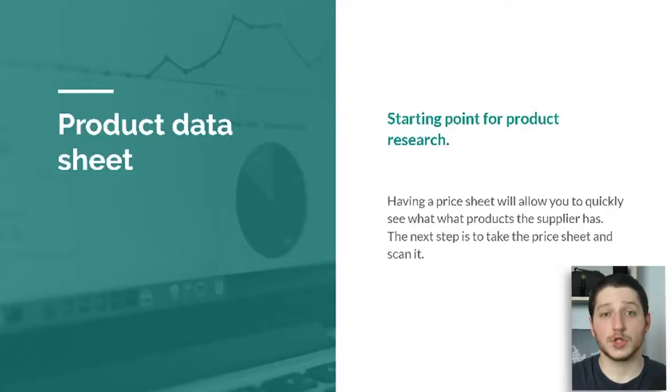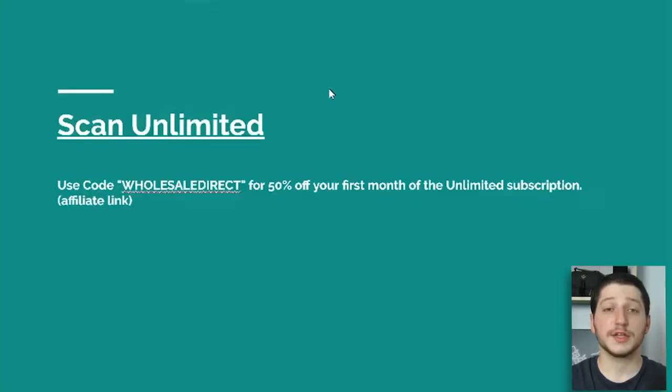So now that we've talked about how you can get a price sheet from a supplier, the next step is we're going to be taking that price sheet and uploading it to our scanning software. The scanning software that I personally use in my business is Scan Unlimited. It is the scanning software that I recommend.